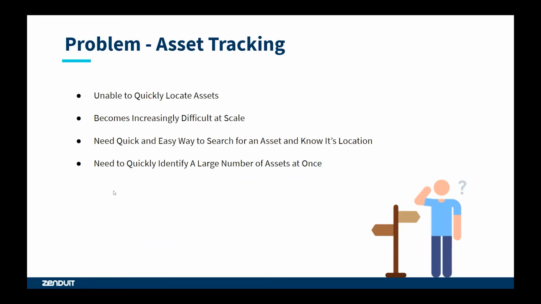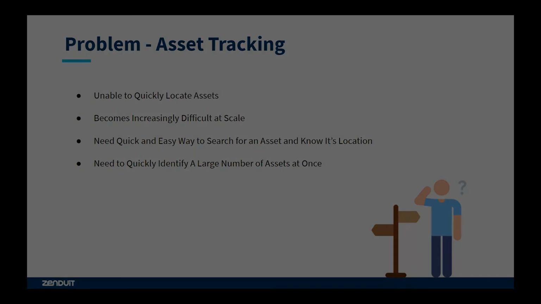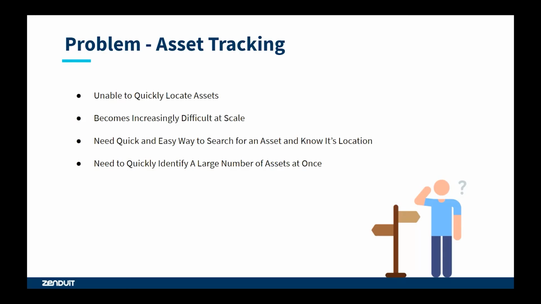So the first problem really is asset tracking. So being able to actually locate where your assets are, this becomes even more difficult at scale. So if you have 100 assets in one location, it's really hard to pick out one and find one thing. Another one would be just actually knowing its location within the building, especially when there's multiple assets in multiple locations within the same building. Another one would be, again, identifying a large number at once. We can go next.